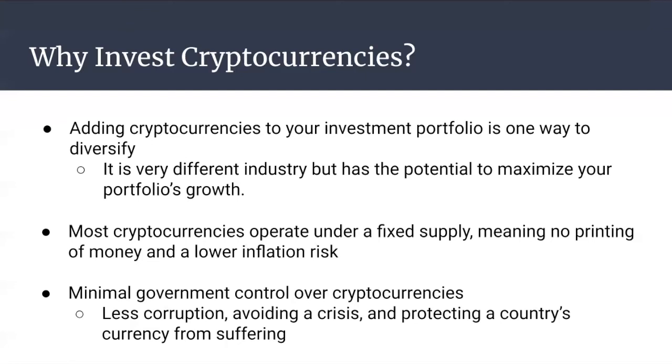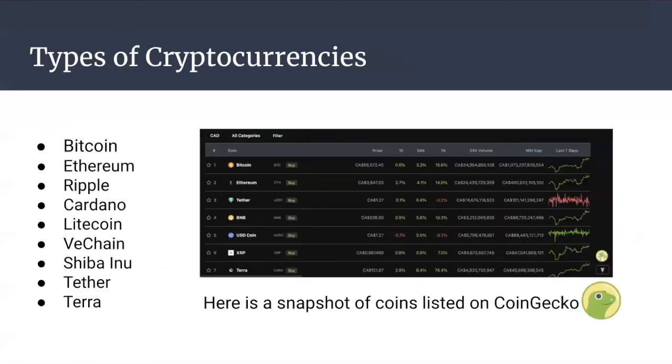CoinGecko is one of the most popular websites to see the value of each crypto coin. And here's a snapshot of the coins listed on CoinGecko. So obviously you'll see Bitcoin and Ethereum at the top as they are the most popular, and Tether. And then you might be familiar with the names Cardano, Litecoin, VeChain, Dogecoin, those kind of coins will be on there as well.